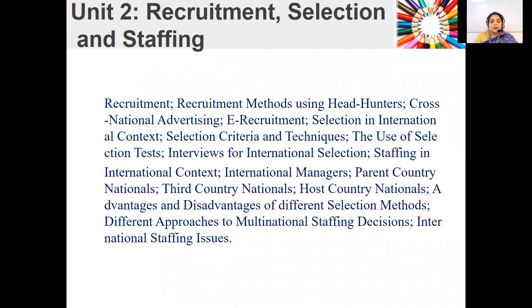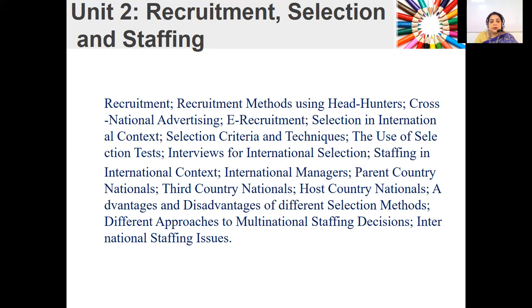Moving on to the second unit, which is about recruitment, selection, and staffing. In HRM, we have already learned the meaning of recruitment, as well as the different methods of recruitment. Here, in unit number two, we will be learning the recruitment methods used in IHRM or in an international context. The major methods used in IHRM are headhunters, usually used for higher positions in the USA and UK, cross-national advertising, and e-recruitment.